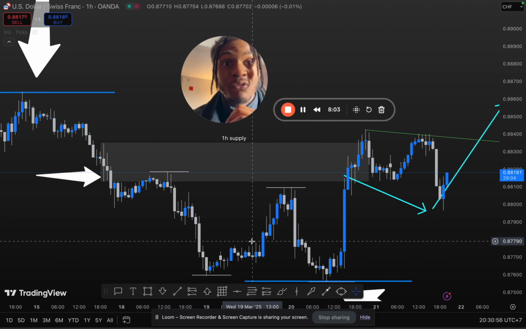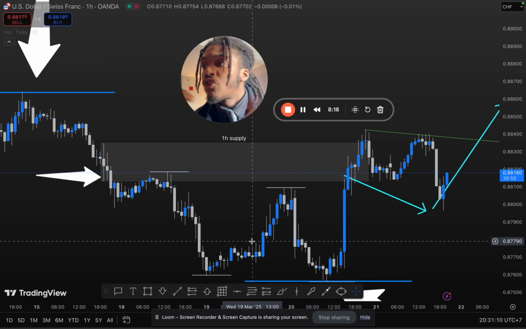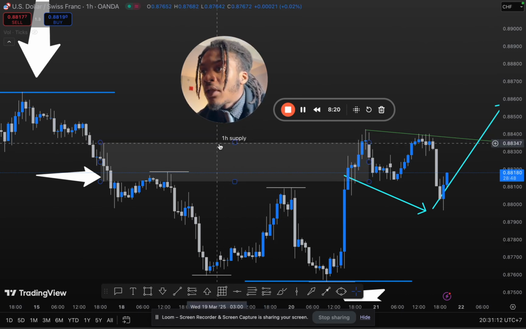So if you're on the 30-minute time frame and you have a box labeled that says 1 hour, then you're like, okay, this was on the 1 hour. Otherwise you're going to get confused and not understand which time frame you found your supply and demand zones, your order blocks, your fair value gaps, imbalance gaps. So 1 hour supply, it broke my supply.